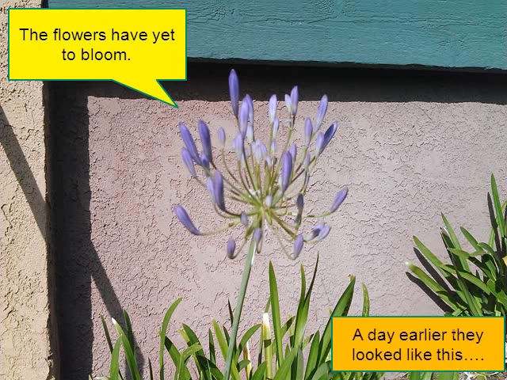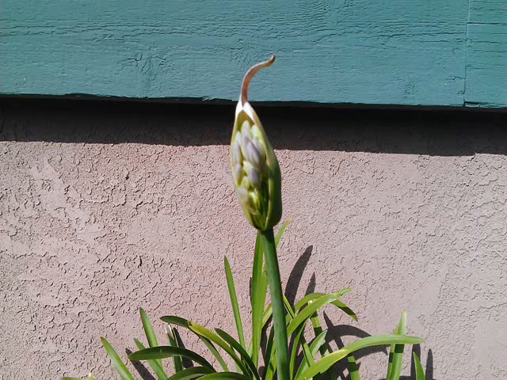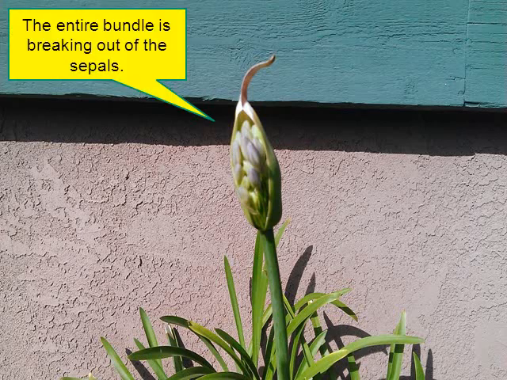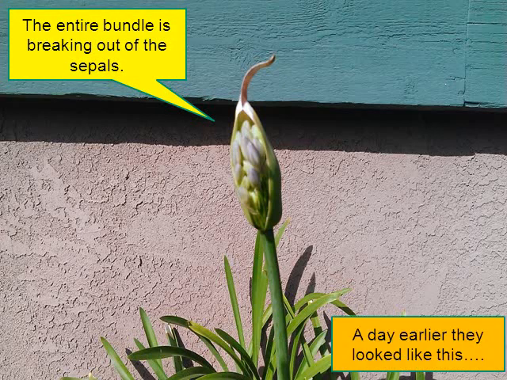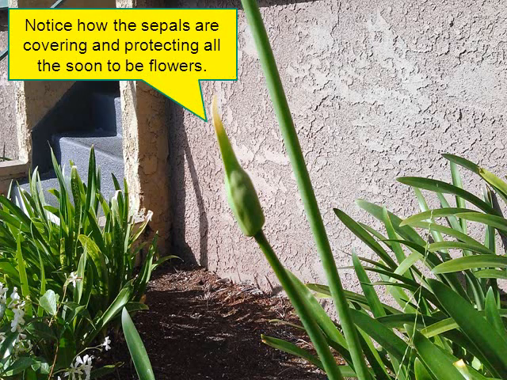Well, a day earlier than this, turn back the clock a day, this is what they looked like a day earlier. Now this is kind of interesting. Notice how the entire bundle, those several dozen what were soon to be flowers, are all kind of packed inside of one group of sepals here. So you can see the sepals are protecting what are soon to be about a dozen or so flowers. They just haven't bloomed yet in this picture. And a day earlier, if I go back 24 hours earlier, this is what they looked like. In this picture, you can see that the sepals are completely sealed together, and you can even see the bumpy buds on the inside of the sepals. So this is what we mean by the sepals offer protection.